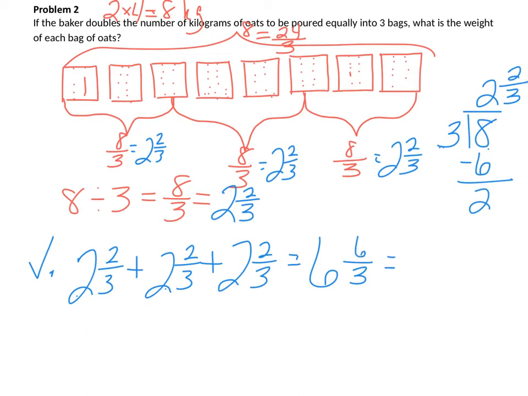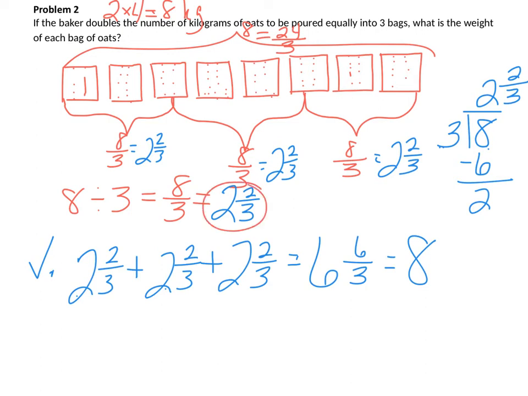Well, 6 divided by 3, or how many 3's fit into 6, is 2. So 6 plus 2 is 8. So it checks out with my original 8 kilograms. So our original answer is 2 and 2 thirds.